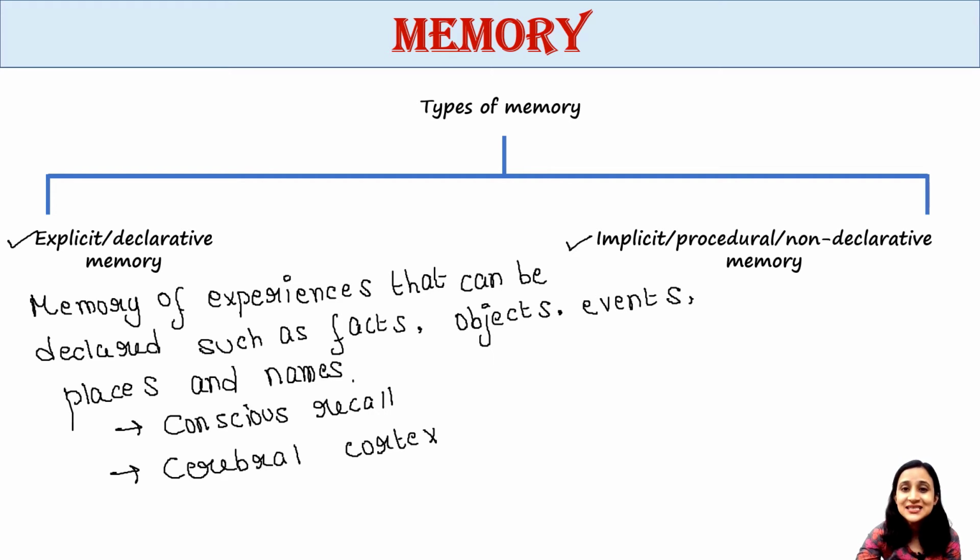Next, what is implicit memory? So if you know how to ride a bike, you will never forget, because it is your skill that you have learned. So that is implicit memory. Implicit or procedural or non-declarative memory is the memory of motor skills, procedures and rules.